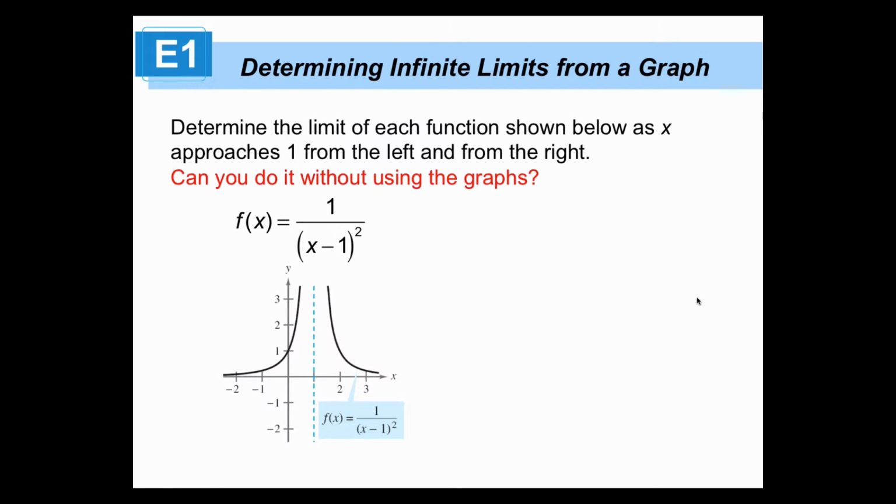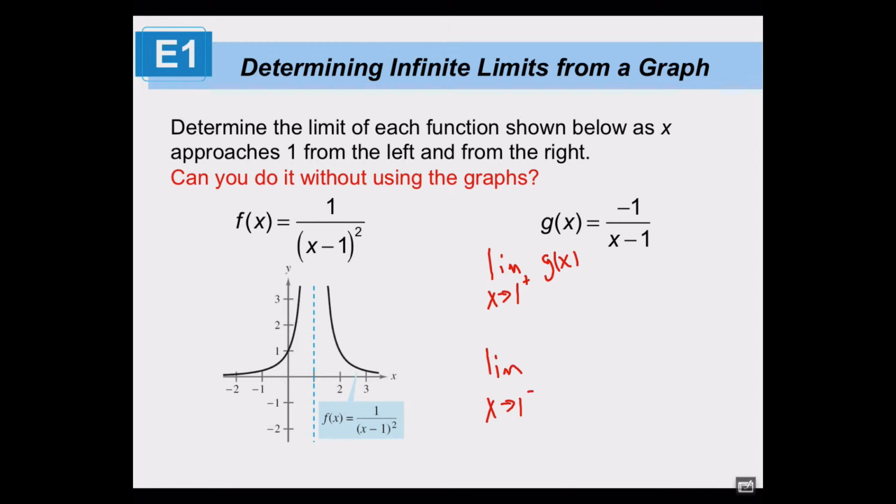Come over here. Okay, so there's a picture. The picture confirms what we thought. They both shoot up to infinity. Lovely. How about that one? Where's the asymptote? X equals 1, so nothing big changed there. And so we want to know what is the limit as x approaches 1 from the positive side of g of x. And we want to know what is the limit as x approaches 1 from the negative side of g of x.